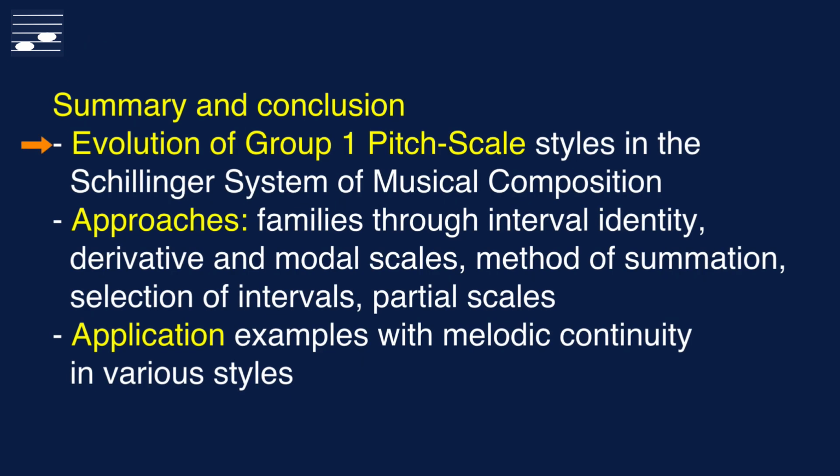That brings us to the summary and conclusion of this tutorial, which is about the evolution of Group 1 pitch scales in the Schillinger system. I discussed all approaches presented in the Schillinger book. The common property is that all start from an original scale, that is then processed to obtain either a family with more pitch units, derivative or modal variants with equal pitch number through circular permutation, or partial scales with reduced pitch numbers when summing or selecting pitch unit or interval subsets.